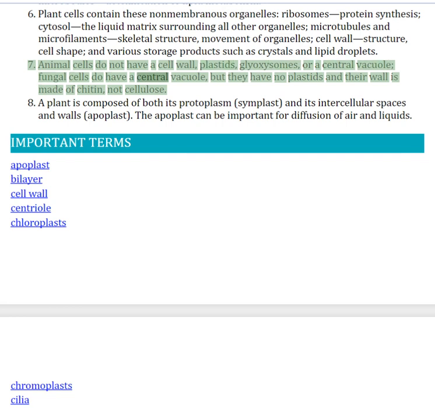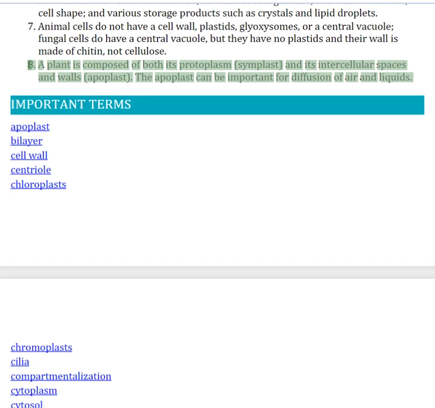Fungal cells do have a central vacuole, but they have no plastids and their wall is made of chitin, not cellulose. 8. A plant is composed of both its protoplasm and its intercellular spaces and walls. The apoplast can be important for diffusion of air and liquids.